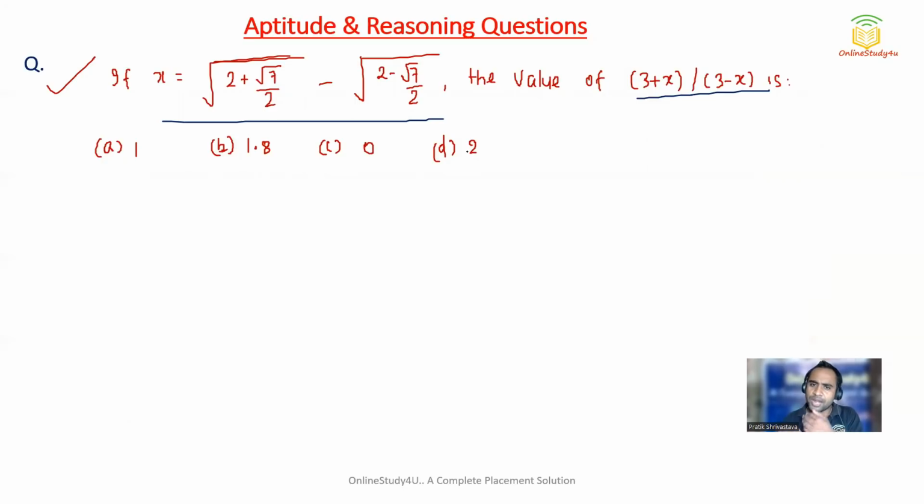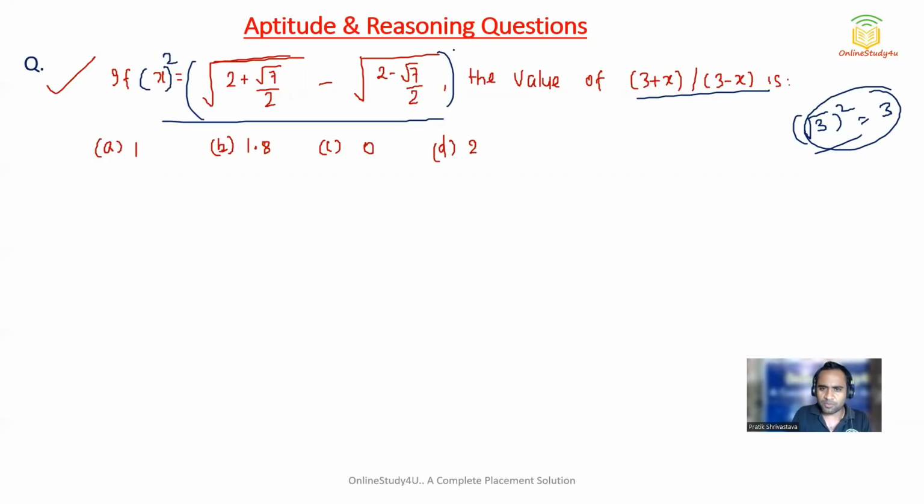Okay. And a square root will only go off when you square a number, right? See, if you have to remove the square root of 3, then you have to make a square of this, friends, and it will become 3. So if you really want to remove the square root, you need to make a square on both the sides.